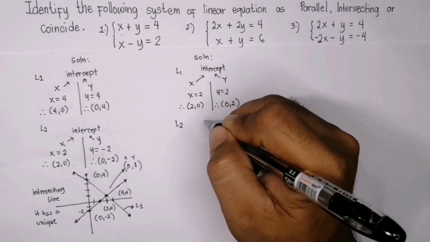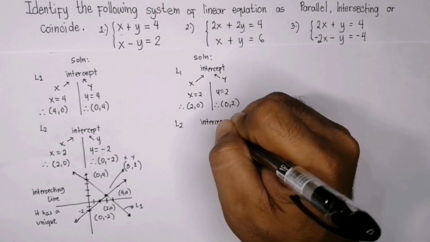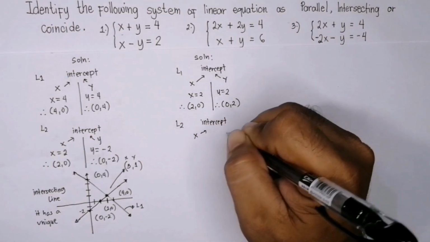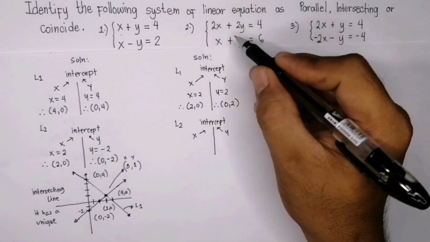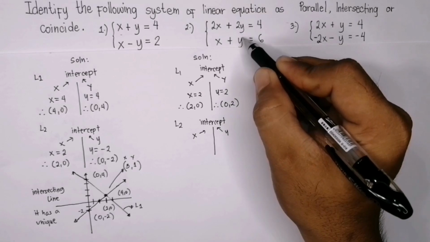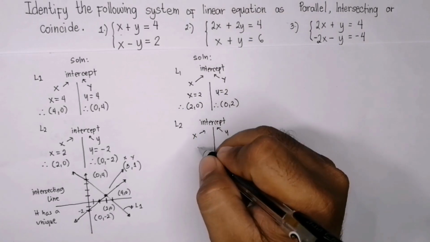Let's have the second intercept. So the same process. Okay. So here becomes 0. So x equals 6.